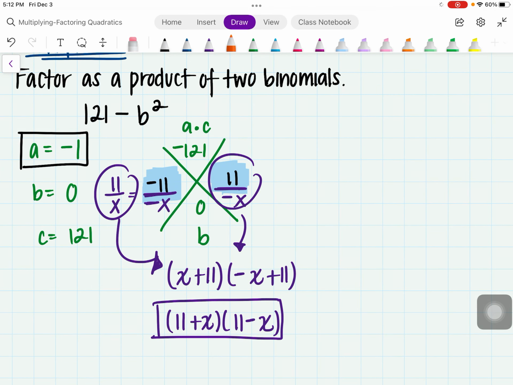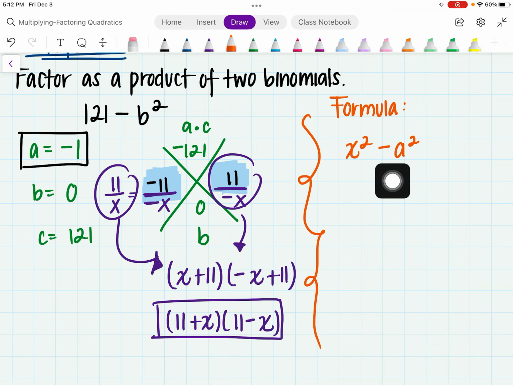Now, let me go ahead and show you guys the formula. Now, in this case, guys, the formula goes as follows. We have the expression of x squared minus an a squared, which in this case is an expression where both terms are perfect squares and they're being subtracted. So by perfect squares, I mean 1, 4, 9, 16, 25, and so on. Those would be considered perfect squares.